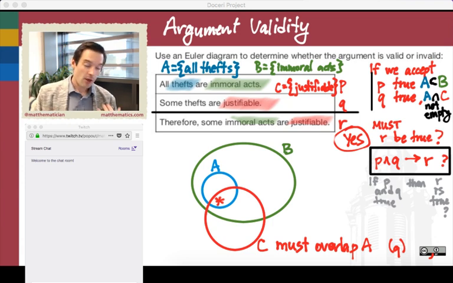If you tell me that all thefts are immoral and some thefts are justifiable, and if we both accept those premises to be true, then we conclude that we must also accept that some immoral acts are justifiable. The form of this argument is valid. The conclusion follows from the premises. We can debate whether the premises are true or not, and you'll certainly do that in your humanities type classes. But once we agree that both of those premises are true, the tenets of logical reasoning indicate that we must also agree that the conclusion is true. And that is what we mean by a valid argument.